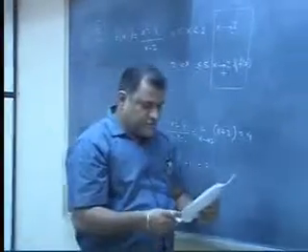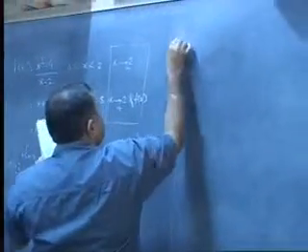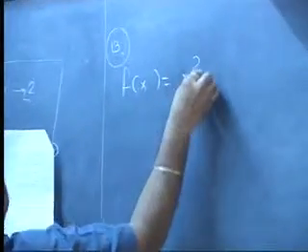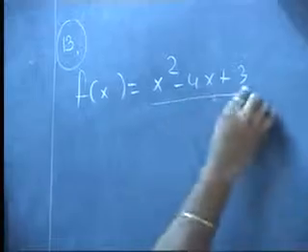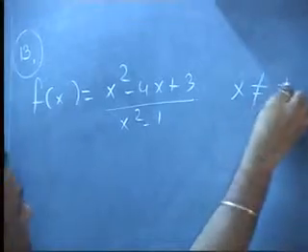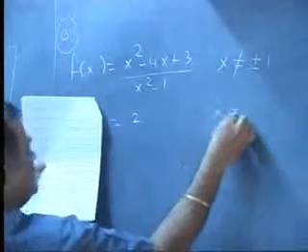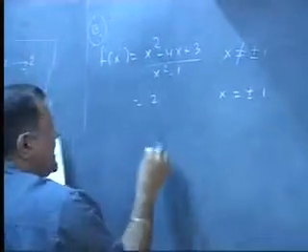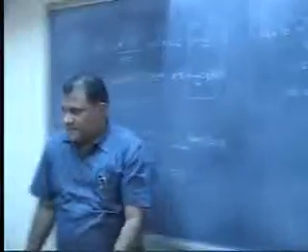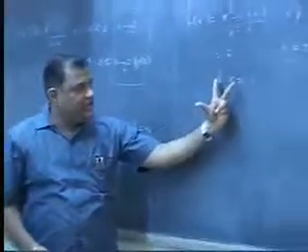Now, the question number 13th one. Function is x square minus 4x plus 3 upon x square minus 1, x is not equal to plus or minus 1, that is equal to 2, x is equal to plus or minus 1. I want to check the continuity at x is equal to 1. Right? Is the question clear? I want to check the continuity at x is equal to 1.